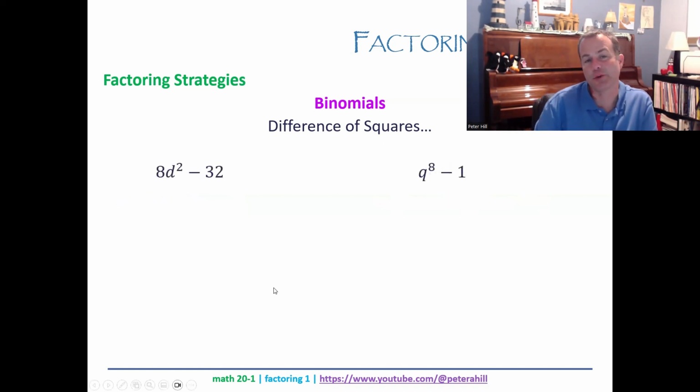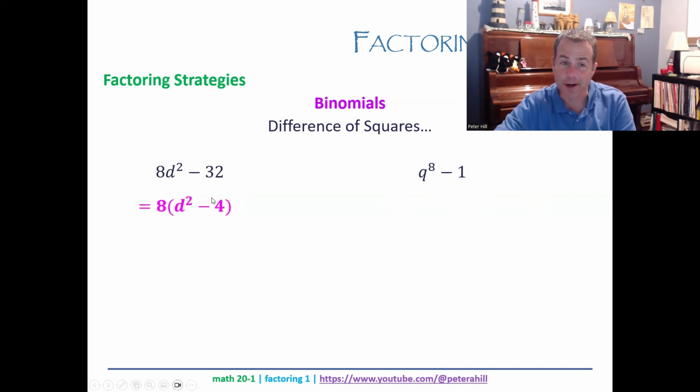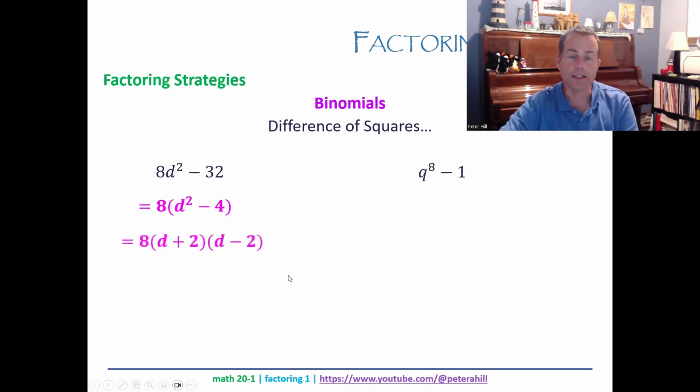Okay, 8d squared minus 32. Some of you may look at this and say, oh, nothing to do. Remember, the first step in any factoring question is to look for that greatest common factor. 8 and 32 actually have a greatest common factor of 8. I'm going to pull the 8 out. So if I pull the 8 out, that'll leave me with d squared minus 4. And that, friends, is a difference of squares. So now I can take that d squared minus 4 and factor it into d plus 2 and d minus 2. Okay, d plus 2 and d minus 2.